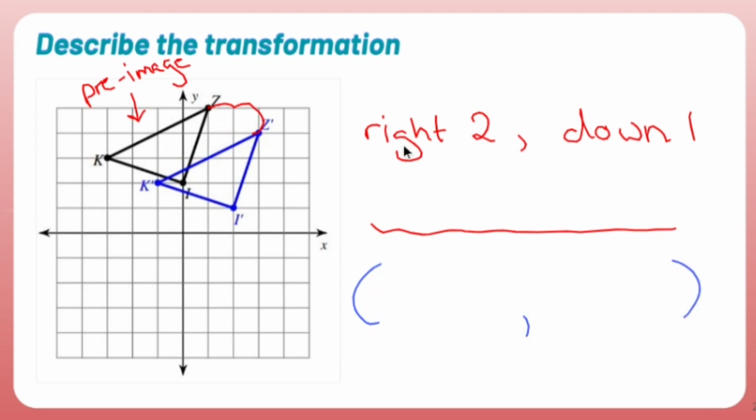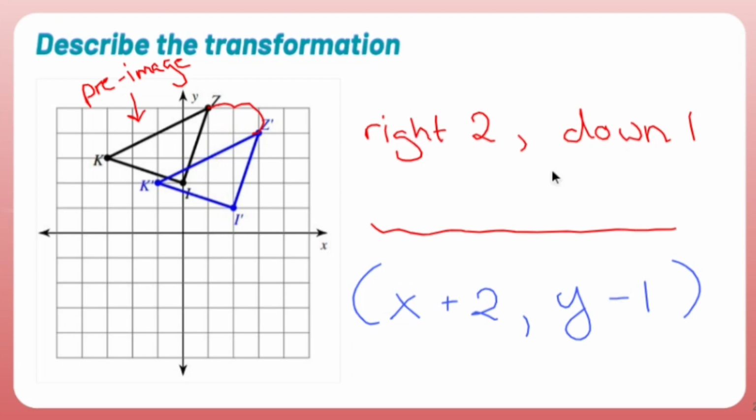All right. Well, right 2 is if you're going left or right, you use your x value. And right 2 is in the positive direction, so we add 2. If it was left 2, we would minus 2. If you go up or down, that's the y value. And down 1 is minus 1. Up 1 would be plus 1, but since this is down, this is minus 1.